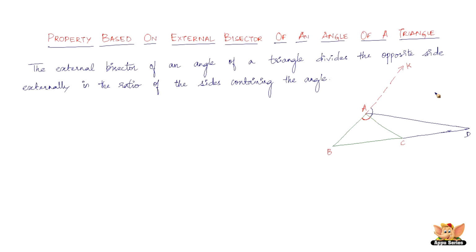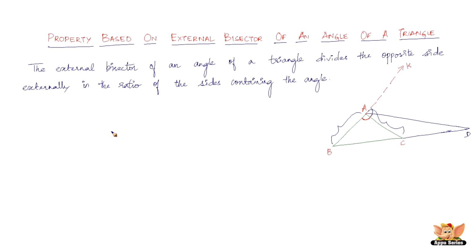So now what happens if this is the situation? What this external bisector does is that it divides the opposite side of the angle involved, that is angle A, externally. It divides the opposite side BC externally in the ratio of the sides containing the angle. The sides that contain the angle A are AB and AC. So that is the ratio in which AD divides the line BC externally. It doesn't divide it just like that, it divides it externally.